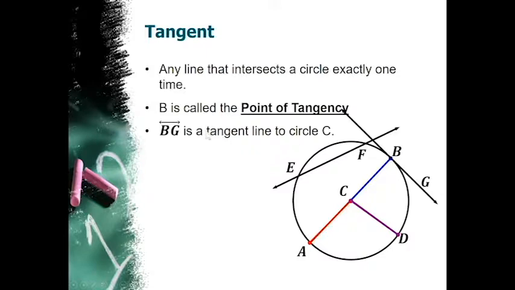That point where it touches the circle has a special name. I have it labeled here in the picture as point B. We call that the point of tangency, and we'll learn more about that in a future lesson. But that point of tangency has a special relationship when you're talking about a diameter or a radius connecting to that point of tangency and the diameter or radius relationship to that tangent line. So in this picture, line BG is our tangent line to circle C.